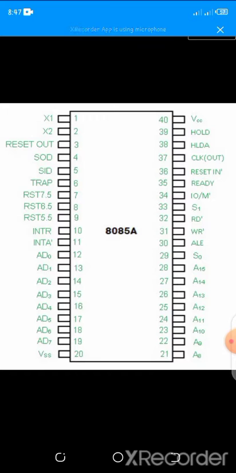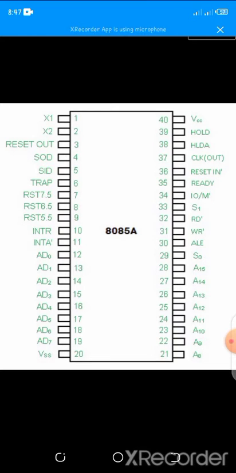Next pins are 4 and 5, SOD and SID. SOD is the serial output data and SID is the serial input data. These 2 pins are used for serial data communication. SID takes input and SOD gives output of that serial data.